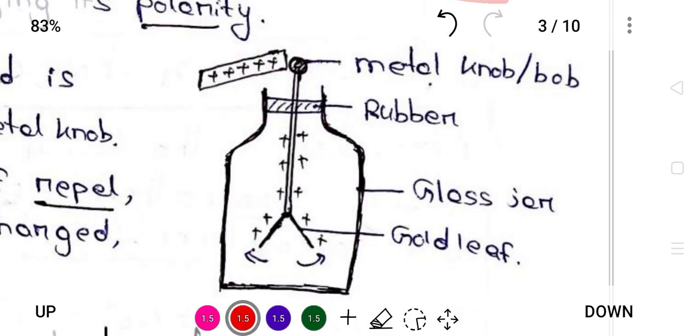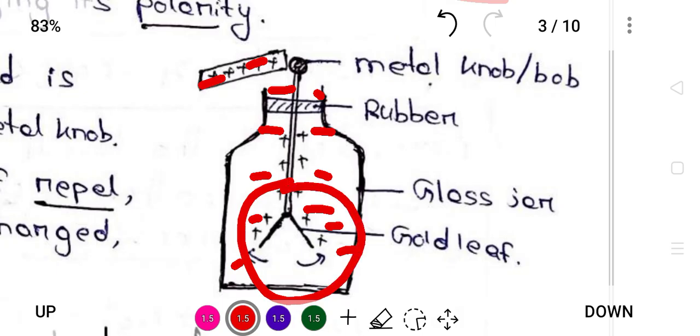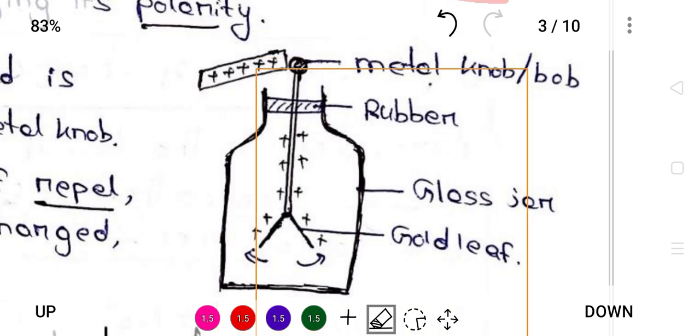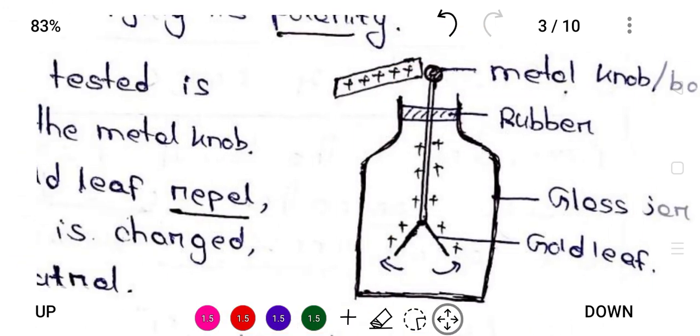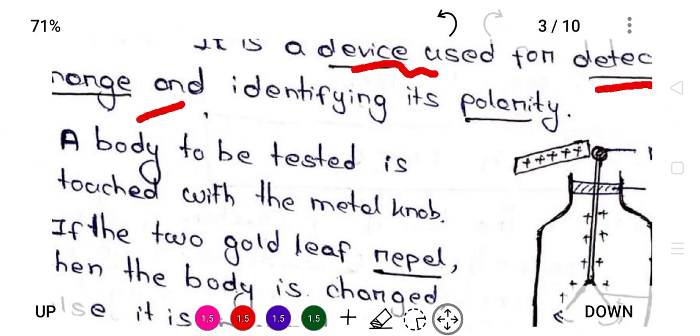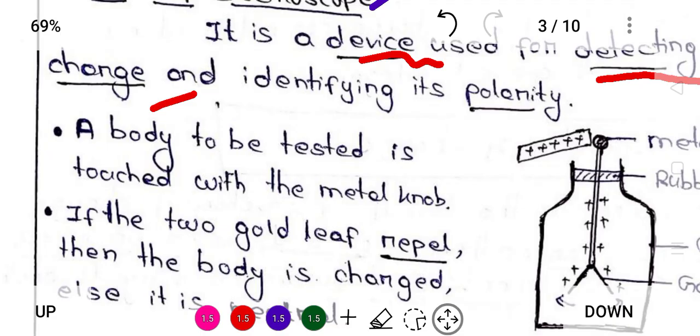If this were negative, then there will be transfer of negative charges to the rod, then to the gold leaf also. Then in this entire setup, the gold leaf on the left side and the gold leaf on the right side are both negatively charged, and they will repel each other. And repulsion is the surest test of charging. You may note that repulsion is the surest test of charging.